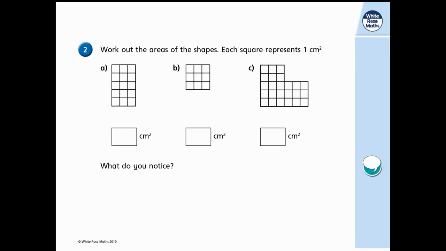Now, here I've got 2 rectangles and a rectilinear shape. A rectilinear shape is just a shape that uses straight, horizontal and perpendicular lines, but isn't a rectangle where the sides are parallel. So I'll pause the video again and have a go at this question.